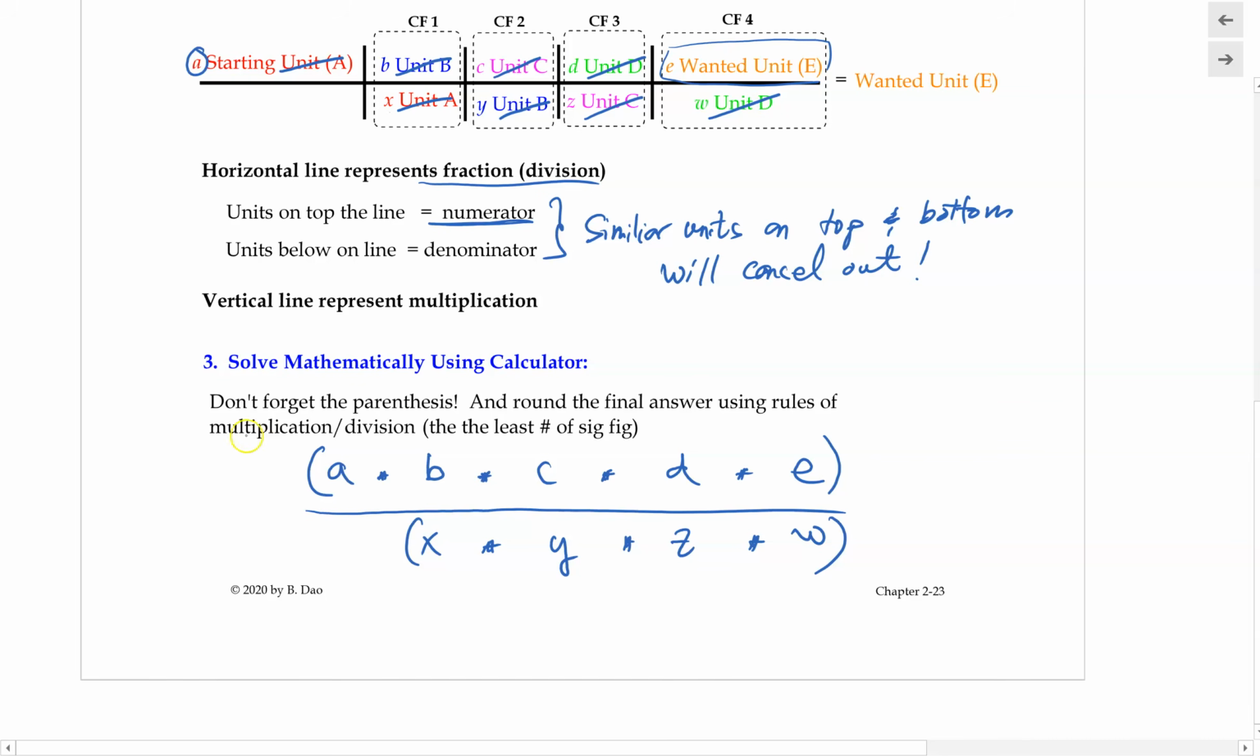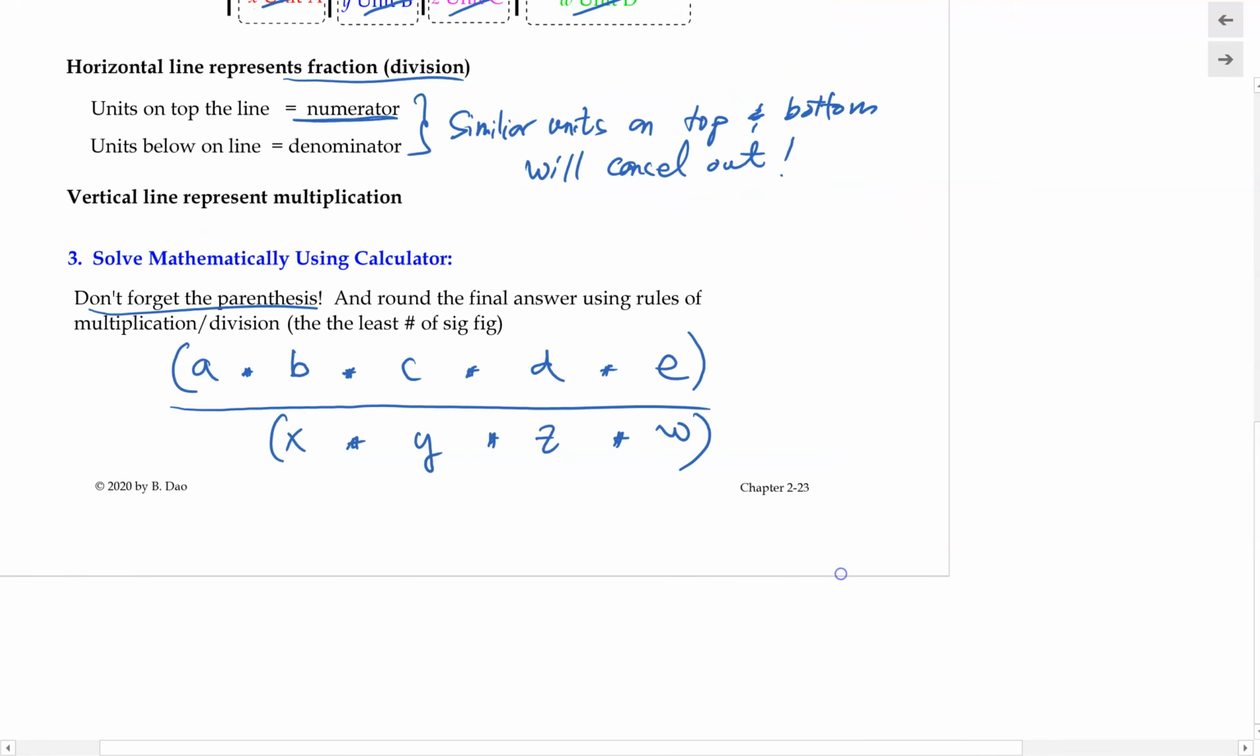Okay, so don't forget the parentheses, so that way it can mathematically equal out. And now when we finally round this, we will obtain the answer, right? So this will be the answer, and we will then have the wanted unit E.